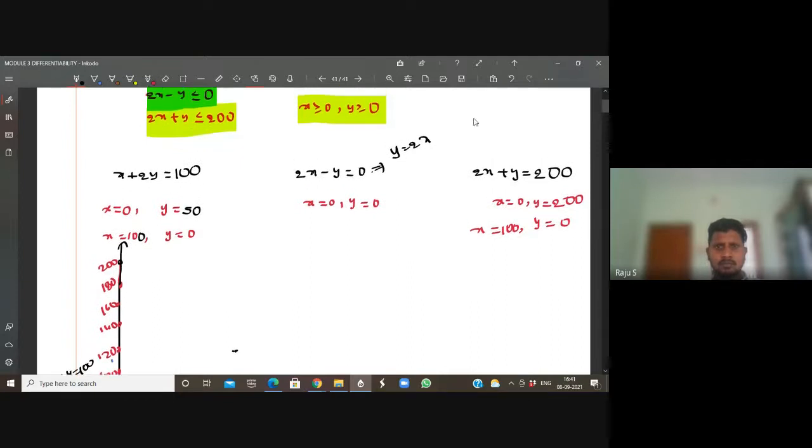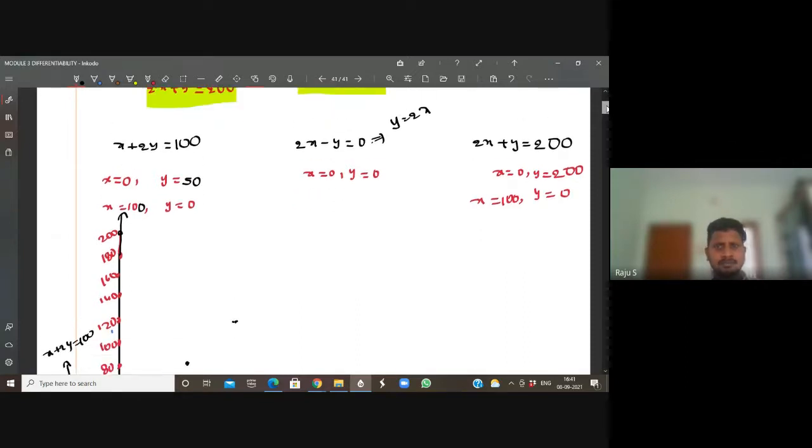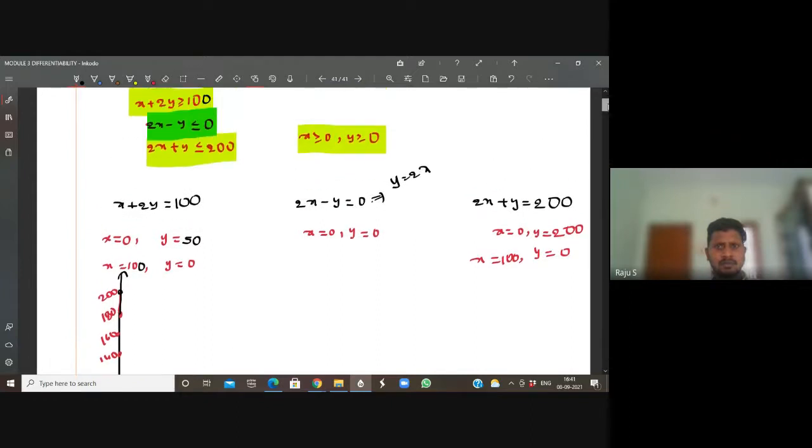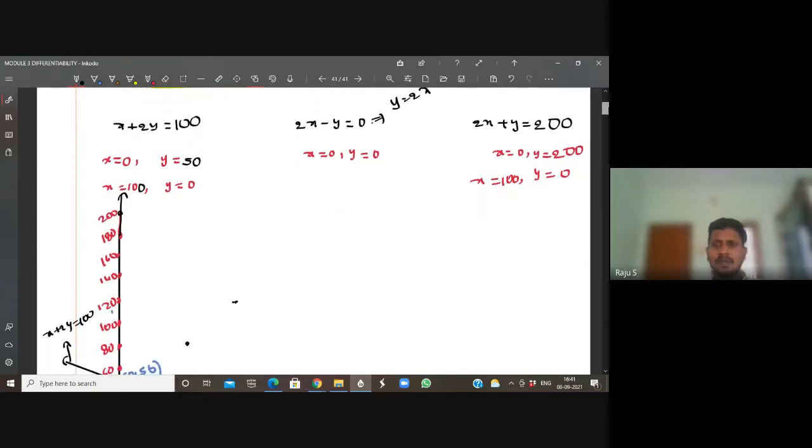You can draw the graph directly in the exam here. No need to write x is equal to 0, y is equal to 50. For the sake of understanding, I have written it here. So we have to find the points on the x-axis and y-axis to draw the graph of the line 2x minus y is equal to 0.